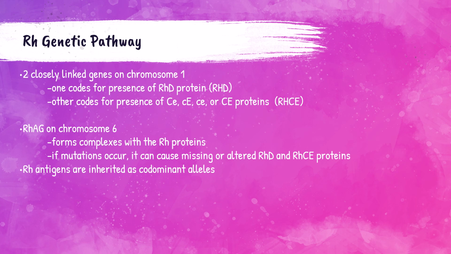There is another gene called Rh-associated glycoprotein, or RhAG, and this is present on chromosome 6. So this gene helps to form complexes with the Rh proteins. If any mutations in this gene occur, it can cause either missing or altered RhD and RhCE proteins. It's also important to know that Rh antigens are inherited as codominant alleles. So recall what codominant means from our blood bank genetics lecture. It means that neither gene in a pair of genes is dominant over the other. They are just both expressed.